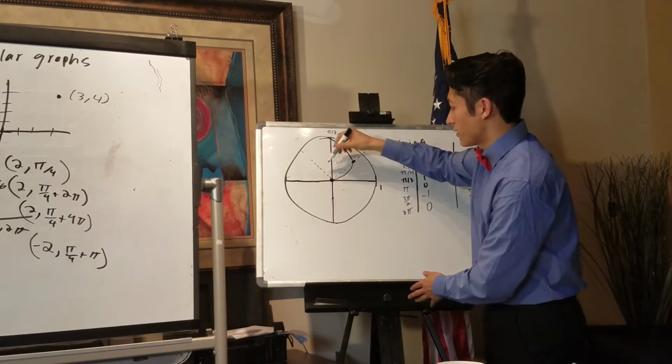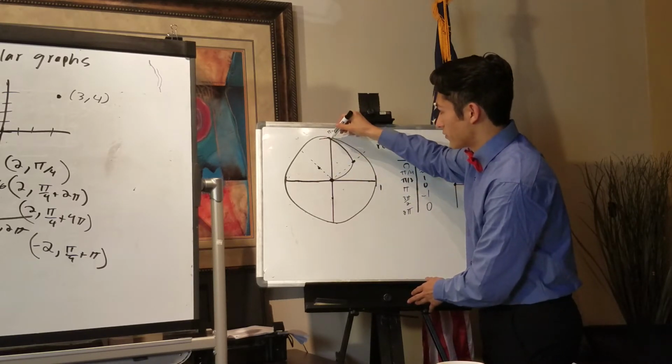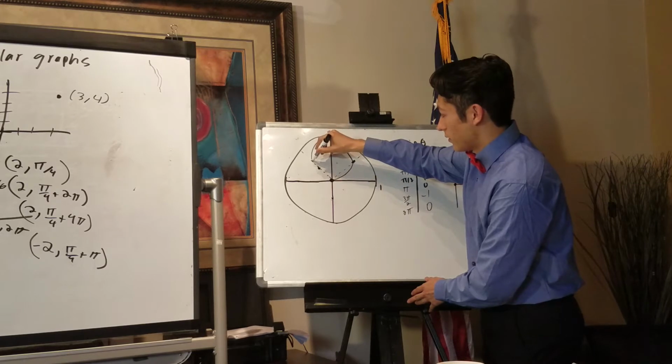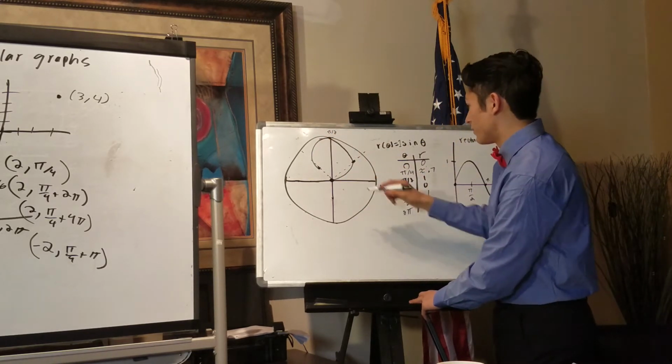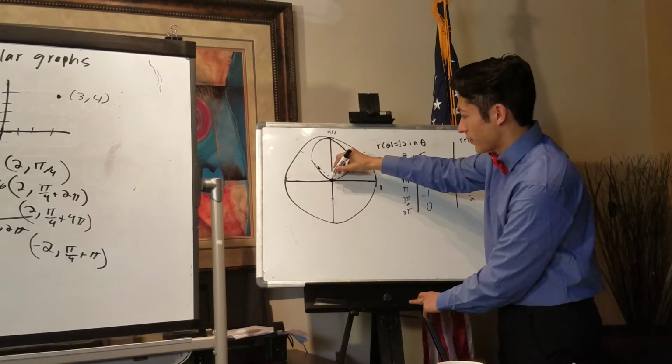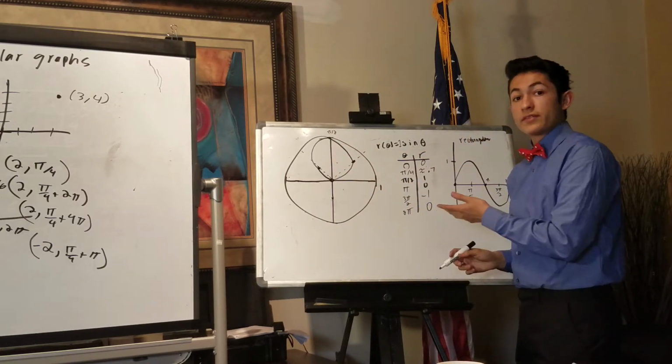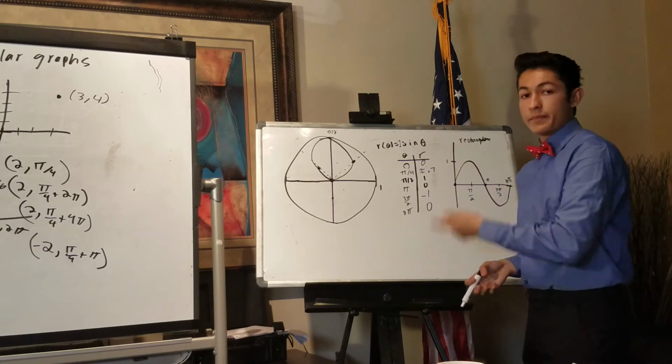And then, again, because of symmetry, this will rotate down here. And at the angle of pi, we will come back to 0. Now the graph is already completed from 0 to pi.